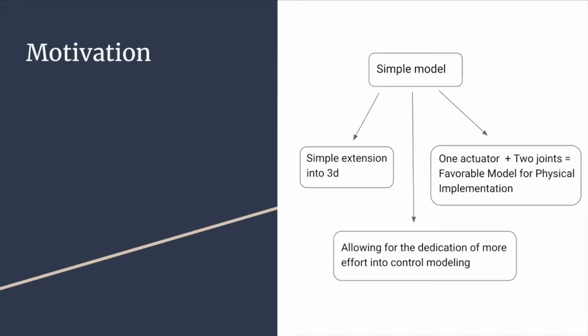The motivation for using the Furuta pendulum as our model was fundamentally the simplicity of the model. It was a simple extension into problems in 3D and only required one actuator and two joints, meaning it was a very favorable model for actual physical implementation. That meant that overall, it allowed for the dedication of more effort into the control modeling.